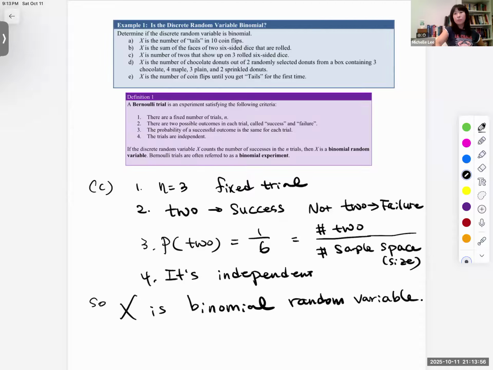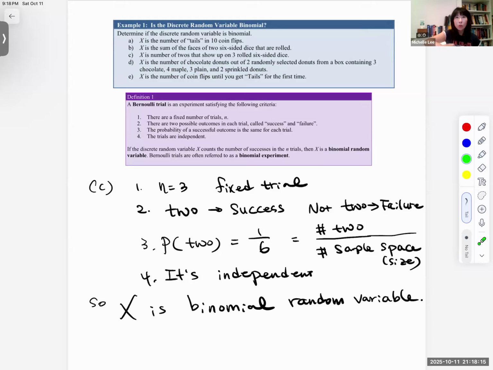All right. Okay, so let us do the next one. X is the number of chocolate donuts out of 2 randomly selected donuts from a box containing 3 chocolate, 4 maple, 3 plain, and 2 sprinkled donuts, right?